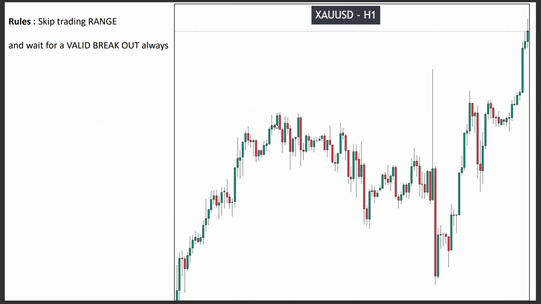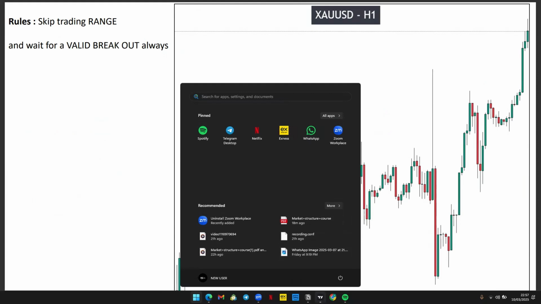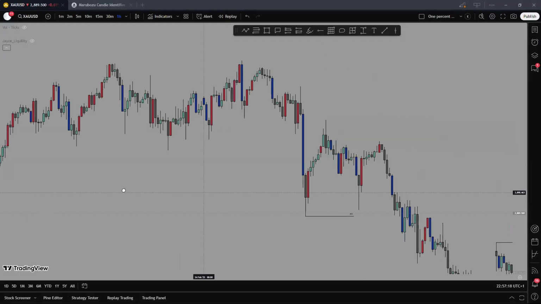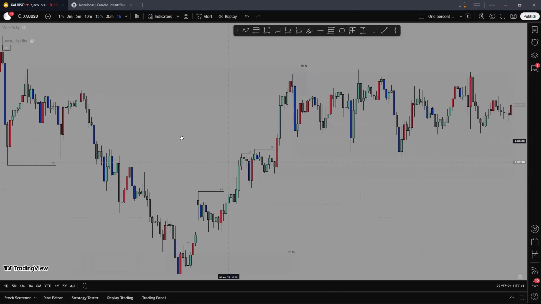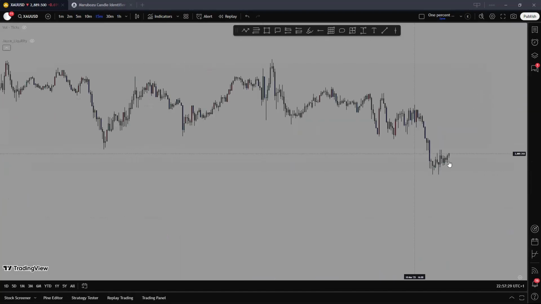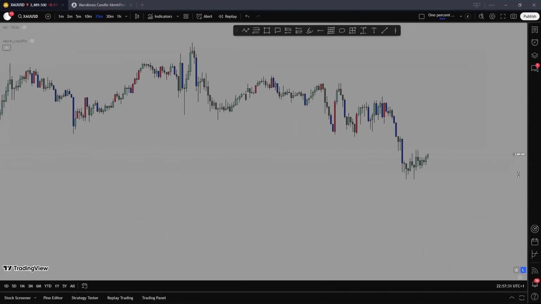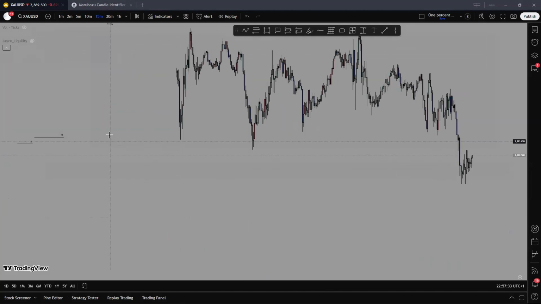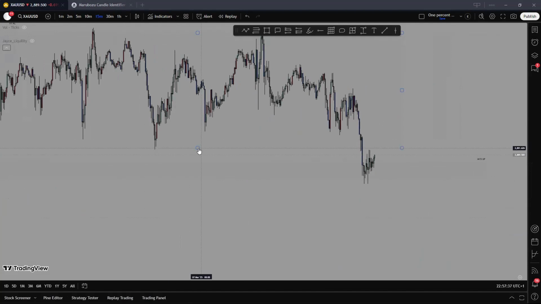like we did on gold. You can see this is a range and this is a 15 minutes time frame, not even 1 hour. So watch now, you see that this is the entire range. This is the lowest low of the range. So let's see if price breaks out of the range.